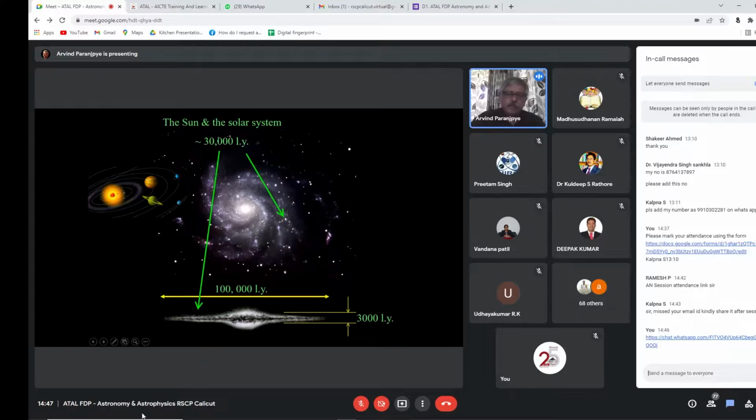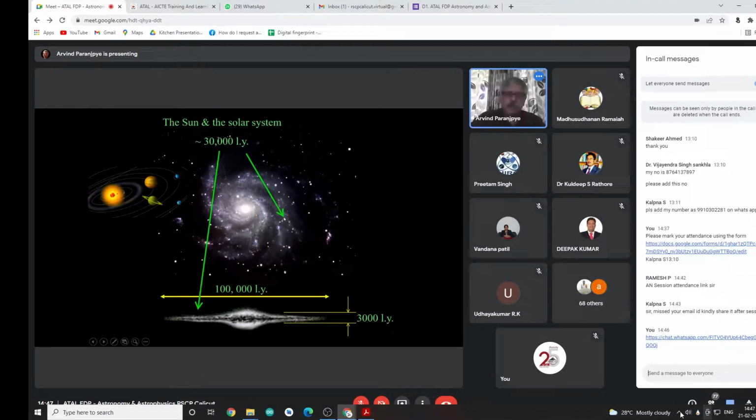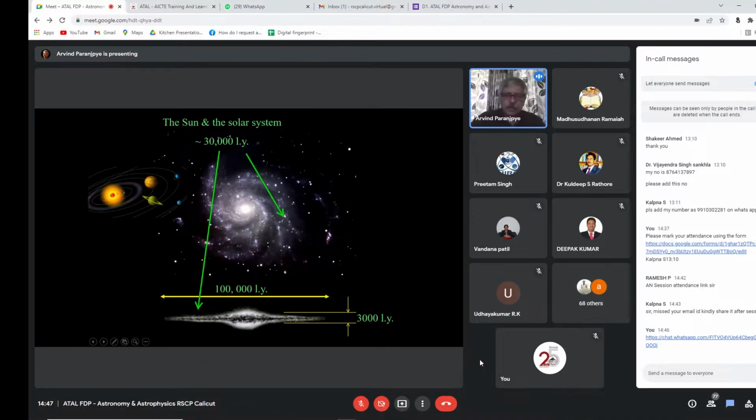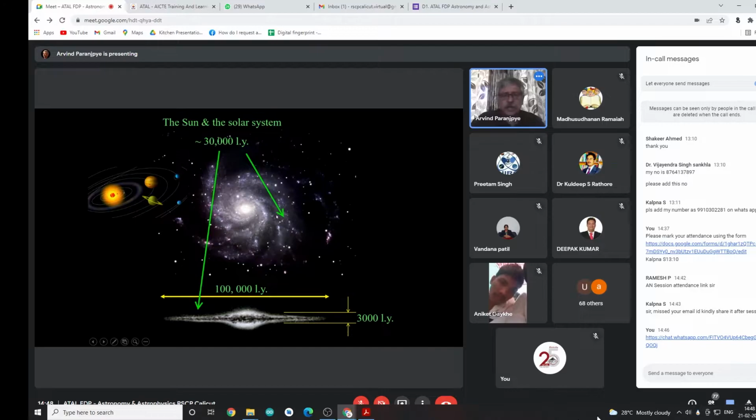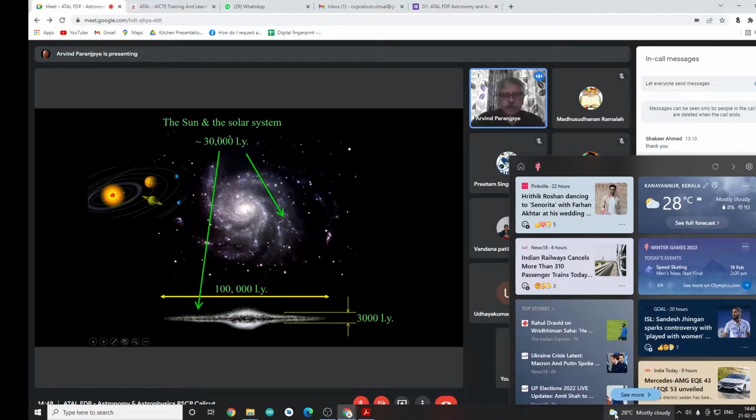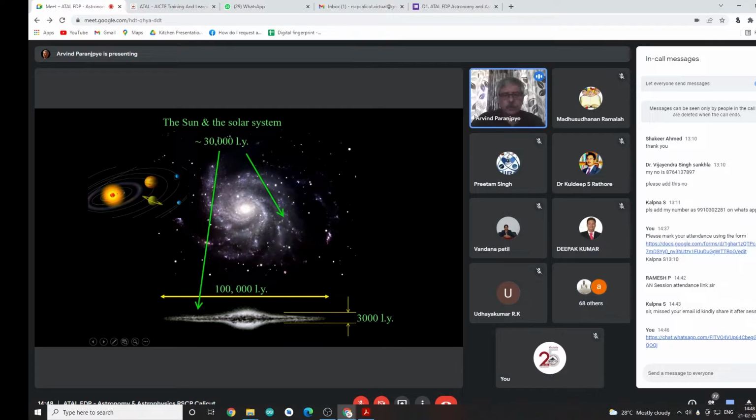But to be even more technical, what astronomers have done is, suppose our solar system is located somewhere here, they found different ways of measuring distances. Now, if you look in this particular direction, which is where the Sagittarius and Scorpio constellations are, that is the bulge, the central bulge, or the center of our galaxy. And then there are these other arms.